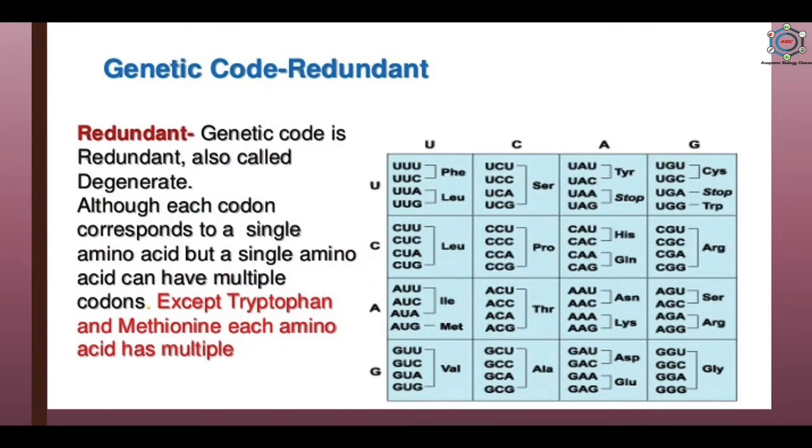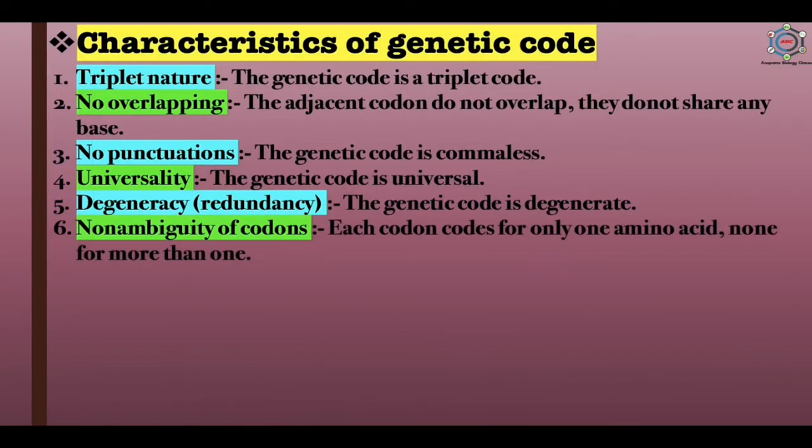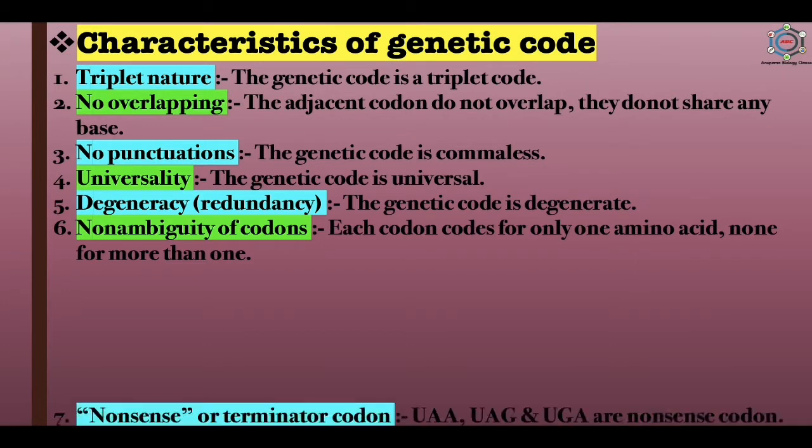So the genetic code is redundant, also called degenerate. Although each codon corresponds to a single amino acid, a single amino acid can have multiple codons, except tryptophan and methionine. Next is non-ambiguity of codons. Each codon codes for only one amino acid, none for more than one. No doubt, the codons GAA and GAG both specify glutamic acid. Neither of them specifies any other amino acids.